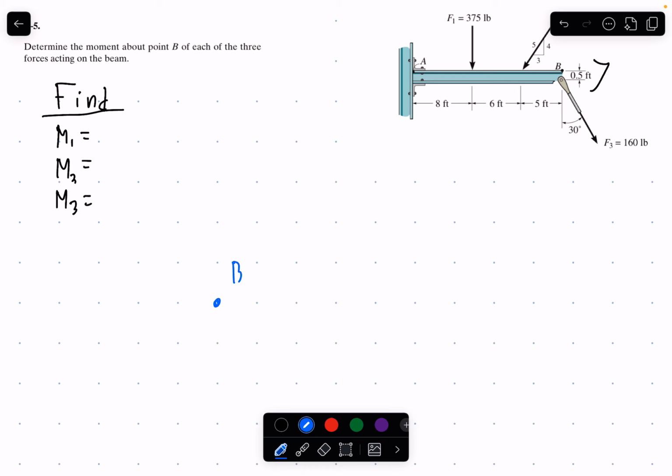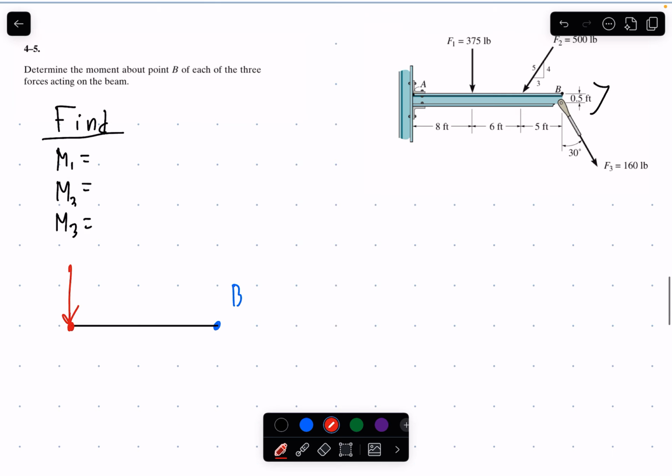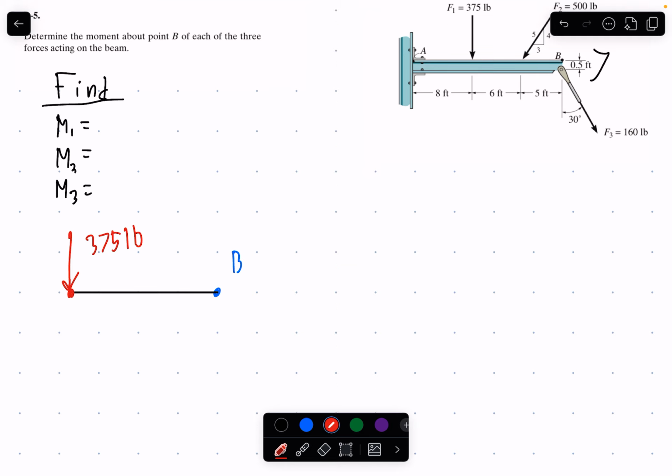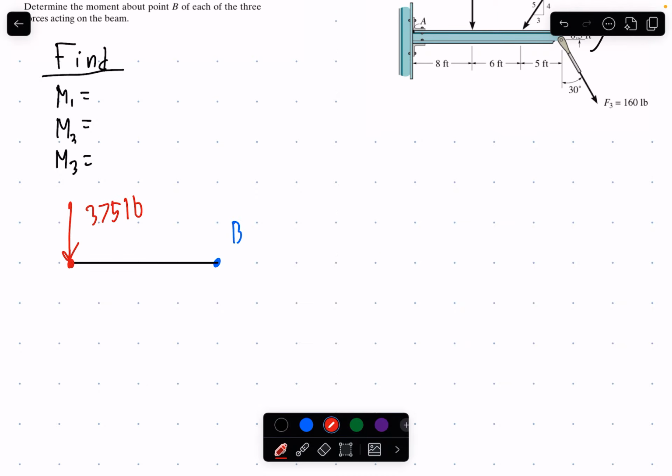So if I draw point B right there, the axis of rotation, draw the lever arm to force 1. And moments are a path independent property. That means it's only the distance that affects the moment created. So we can simplify the beam to a line in this case. Okay, so it's going to be 375 pounds acting 11 feet away from point B.